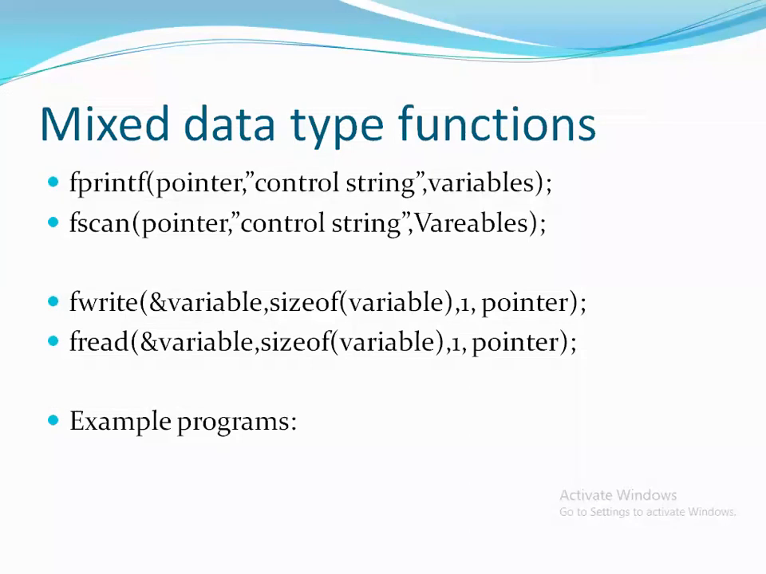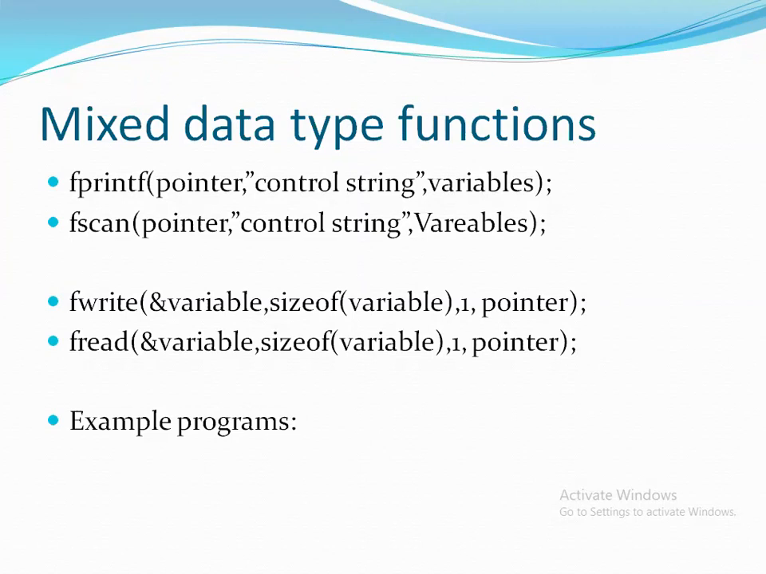Let us check what are the parts of this function. Let us verify here. Four parts are there. First part, variable. Next part is the size of the variable. Third part is the number of times. Here, one constant is given, that is one. Next one, file pointer. In fwrite or fread, you have to remember this sequence.